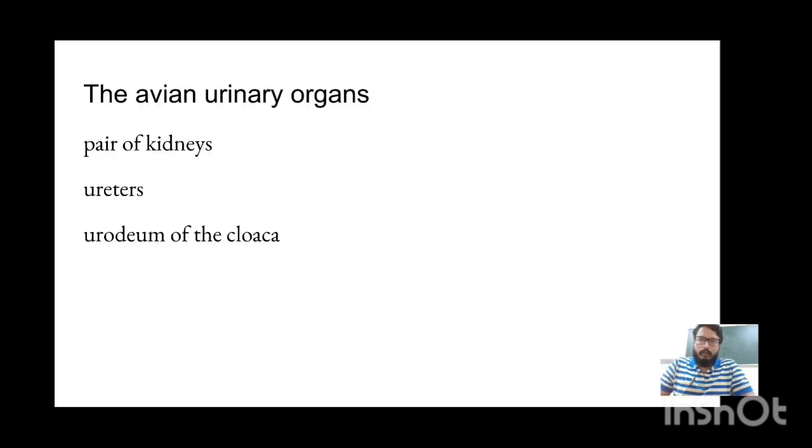So if you see the avian urinary organs, even the birds do have a pair of kidneys, and the ureter which emerges out as a tube from each kidney, and it ends in the urodeum of the cloaca. So the cloaca is a common gateway for the digestive, reproductive and also the urinary system in case of the birds.